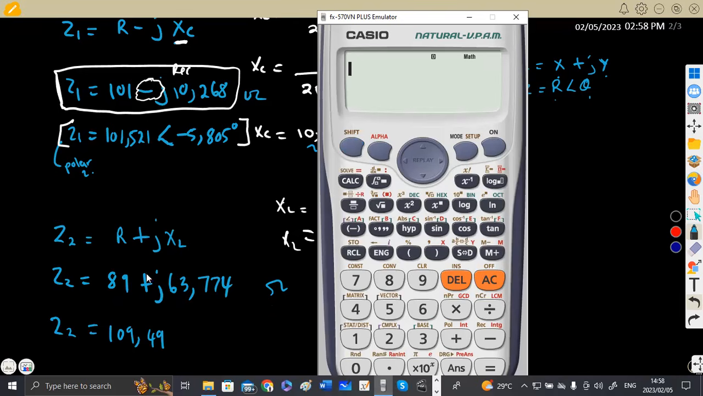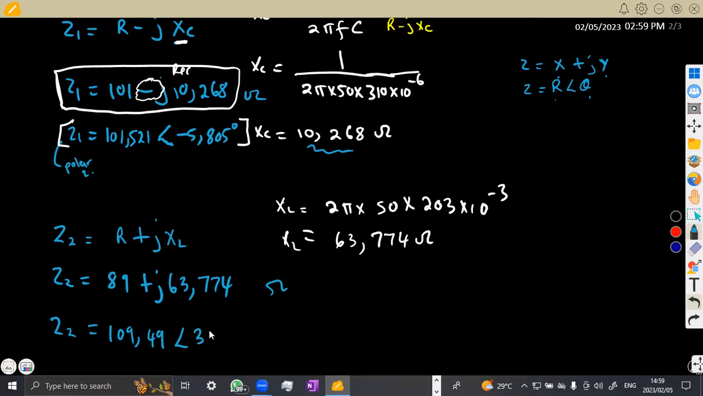So it's like this. We want to convert this one to polar form, so it's shift, then pol here, plus. You insert this 89, and when you separate this, it's shift, then the comma, which is 63, comma 774. Sorry for that, guys. So that's 109,4. As you can see, we rounded off, which is just going to remain with a 0 there. Then your theta is 35, comma, which you round off, 624. So that's your theta, 35,624 degrees.